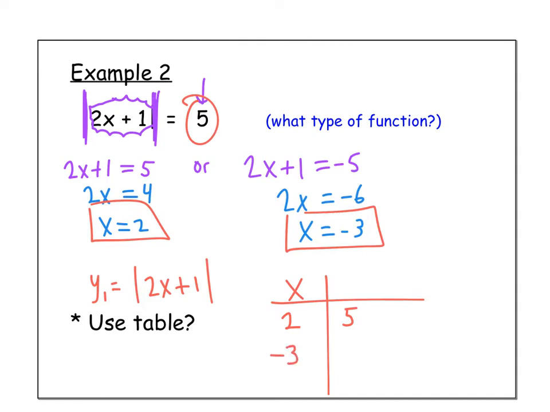And when x equals negative 3, the y value would be 5. So that one you would actually be able to see in the table as a way to do that. Again, most people are probably going to solve that just algebraically, the way we did first. The other option, again, is graphing.